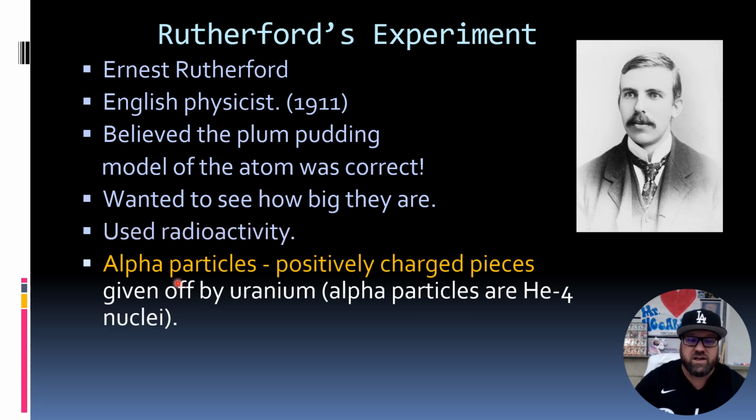Now, the type of radiation he used, and we're going to talk a lot about these in the upcoming lessons, is alpha particles. And an alpha particle is a positively charged piece given off by uranium. Think about an alpha particle as simply the nucleus, no electrons, which is why it's positively charged, of a helium 4 atom. So helium 4 is 2 protons and 2 neutrons. So you have a mass of 4 and a charge of +2.